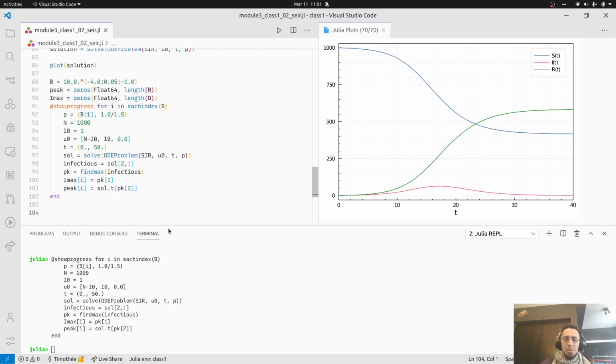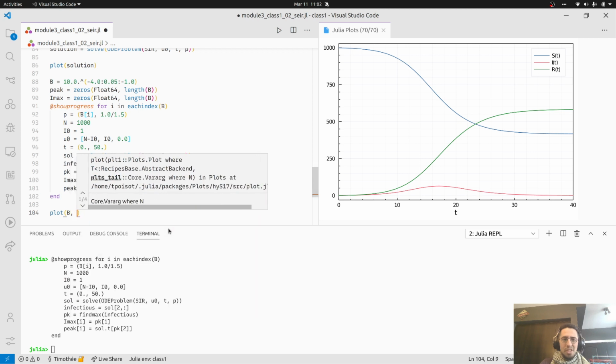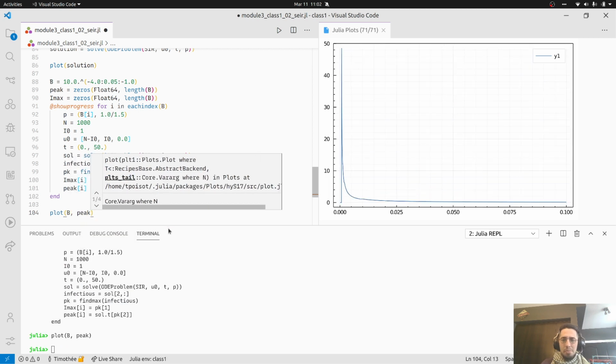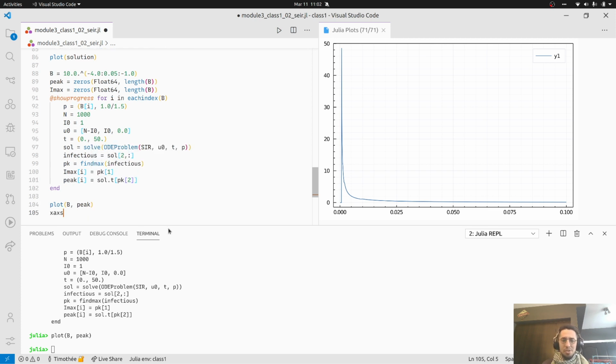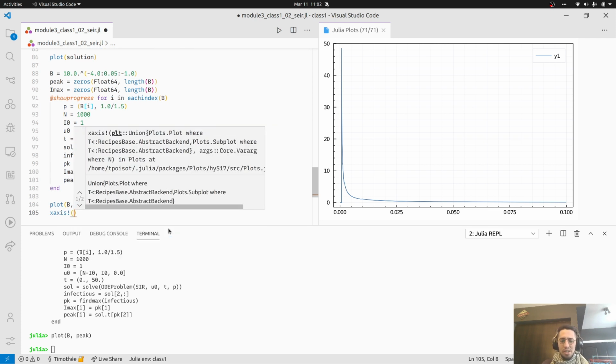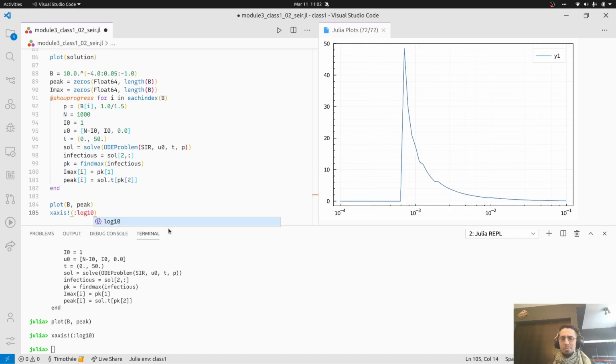It's done already, cool. And so we can make a plot of B against the peak time. Here's what we get. We're just going to do a quick little log10 axis. Here's what we have. For very low transmission rate, there is no peak. And then when the transmission rate increases, the peak is also happening faster, earlier in the epidemic.